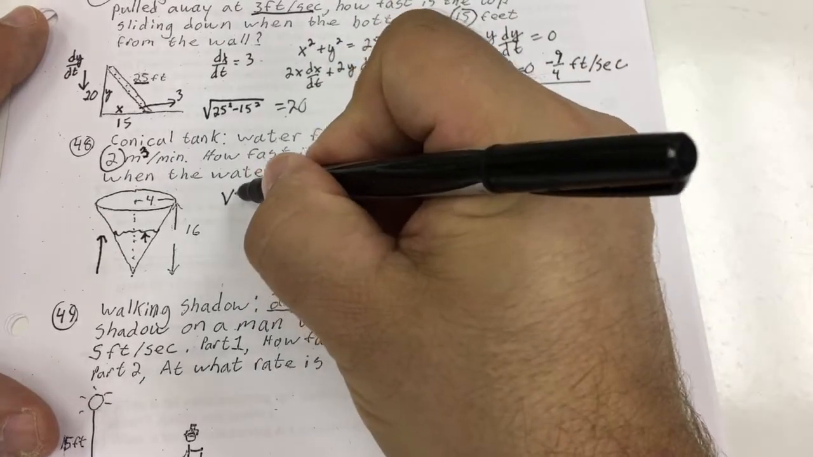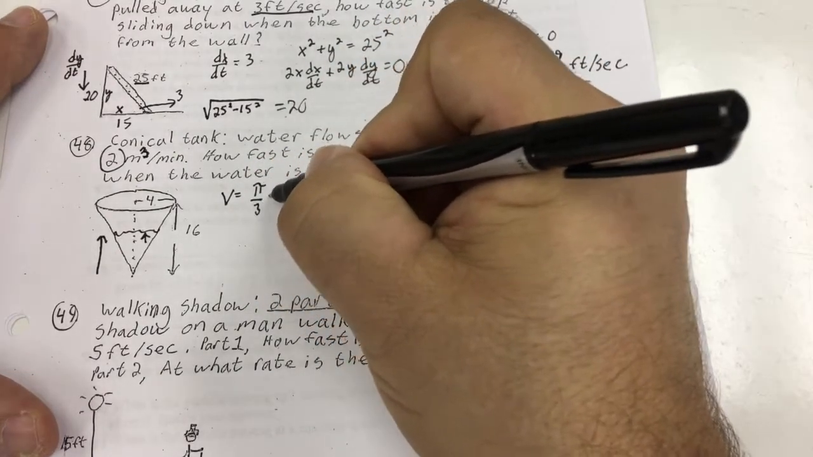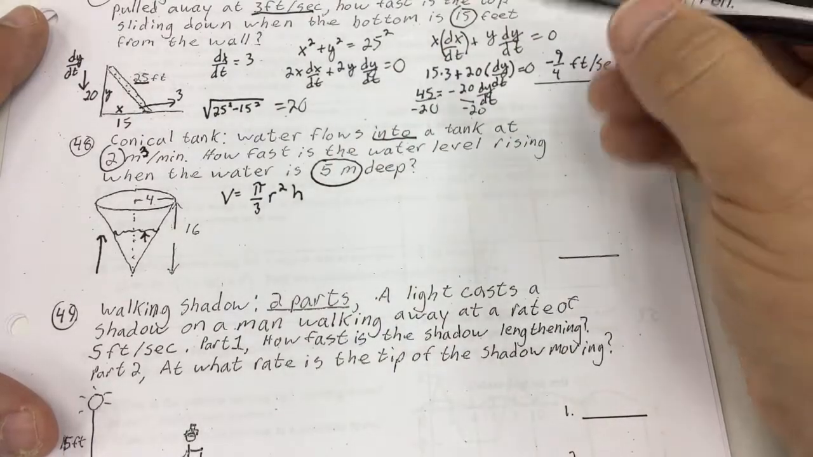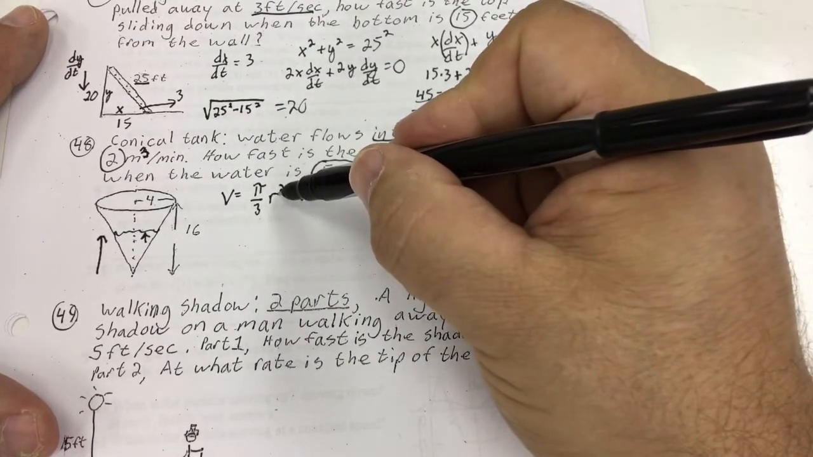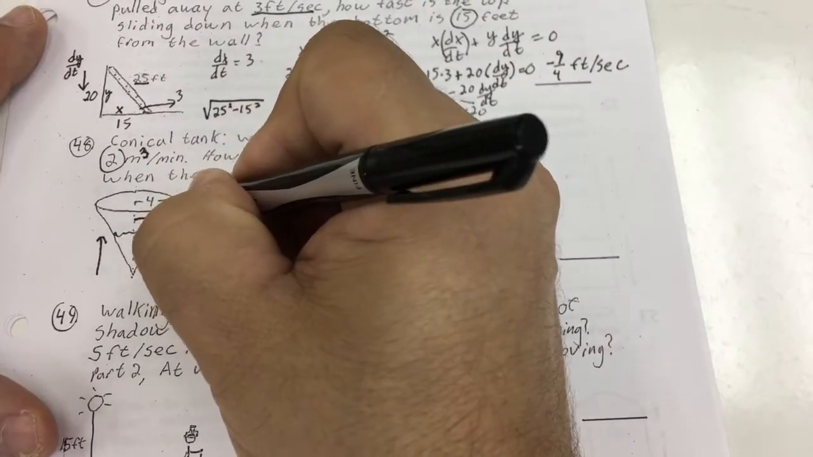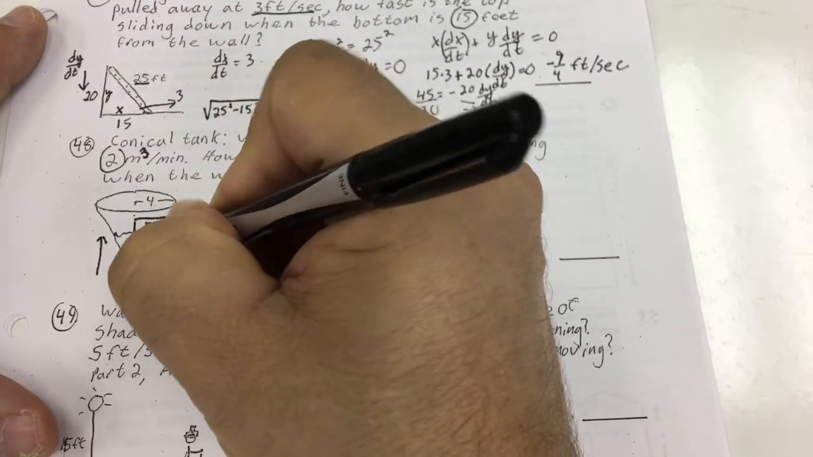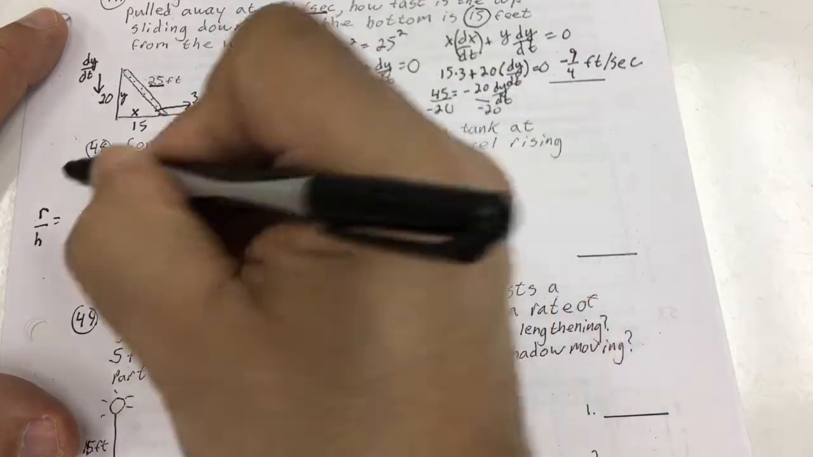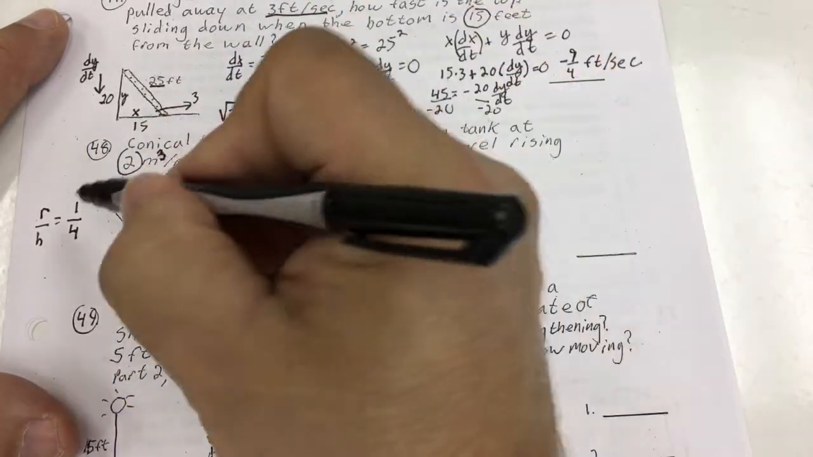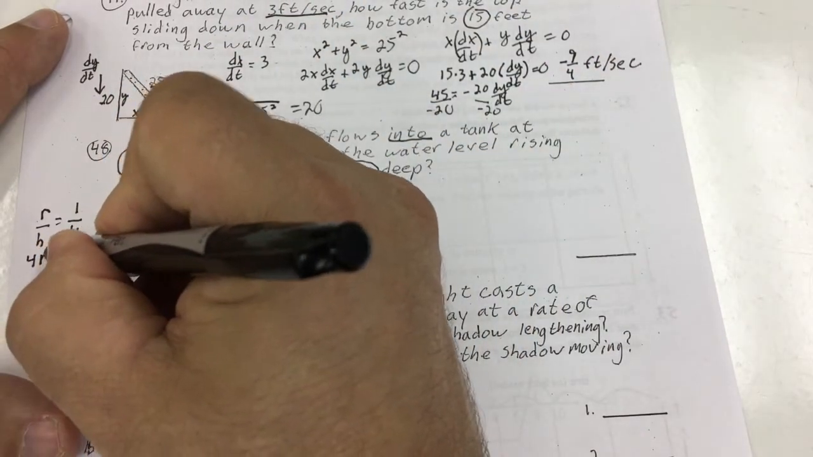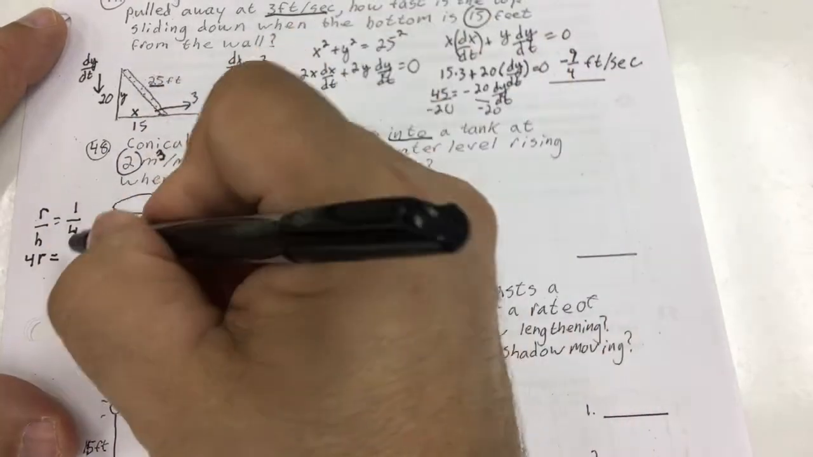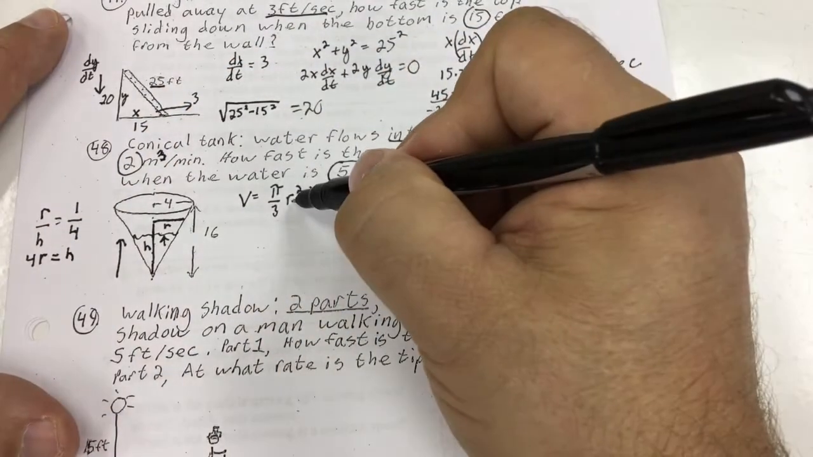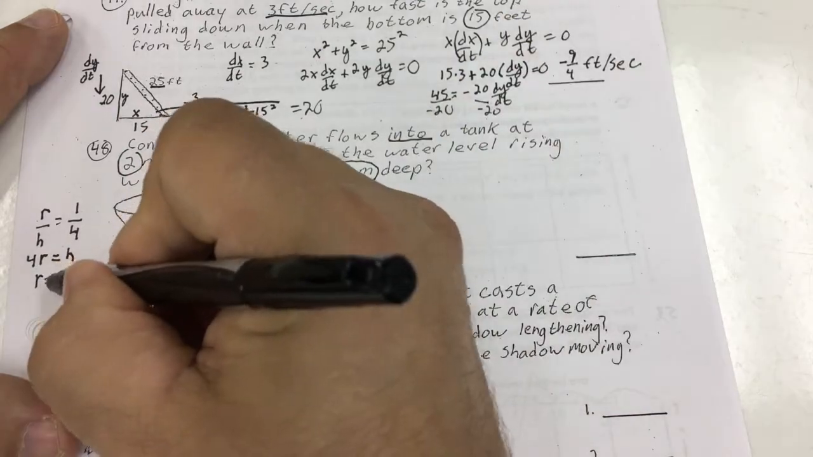So the volume formula is 1/3 pi r squared h. The deal is they want to know how fast the height is changing. They don't care about r. So I'm going to set up a relationship between the radius and the height of this cone. I notice that r over h is equal to 4 over 16. Simplified is 1/4. I'm going to cross multiply. That gives me 4r equals h. But I need to solve for r because I want to have this in terms of h alone. So r is going to equal h over 4.